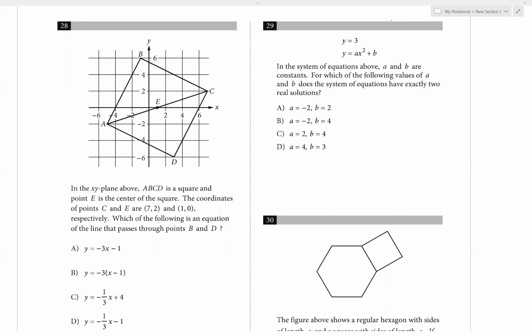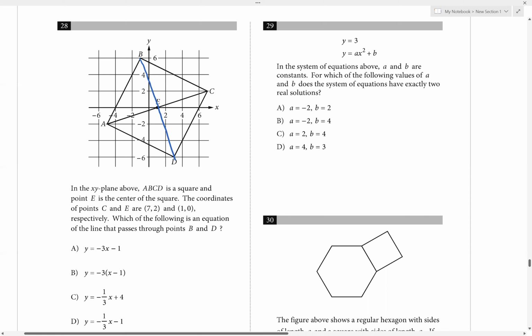All right, question 28. In the xy plane above, ABCD is a square and point E is the center of the square. The coordinates of points C and E are (7, 2) and (1, 0), respectively. Which of the following is an equation of the line that passes through the points B and D? All right. So we want to know which one's the equation that goes through B and D like that.